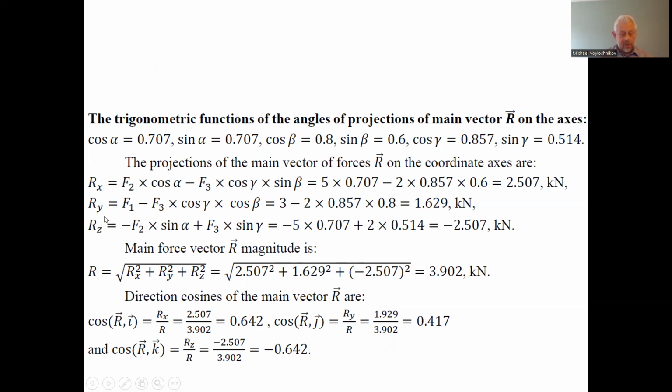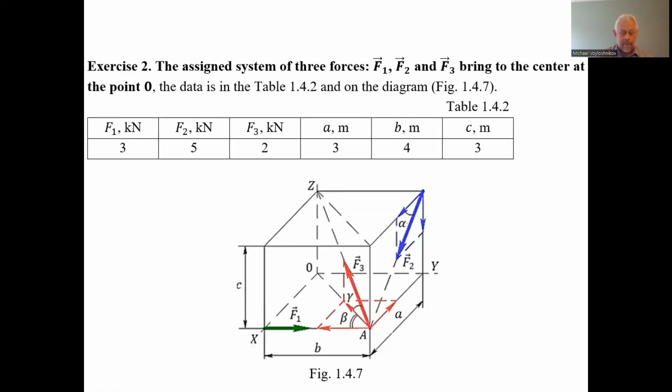And next, we find the projection of the main vector on the axis Z. In the same way, the force F1 does not cause a projection on axis Z because it lies in the plane perpendicular to the axis Z. The force F2 first we decompose into two components, one horizontal, one vertical. This vertical causes the projection of the force on the axis Z, but with a minus sign.